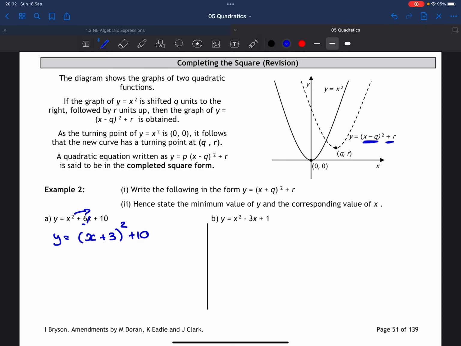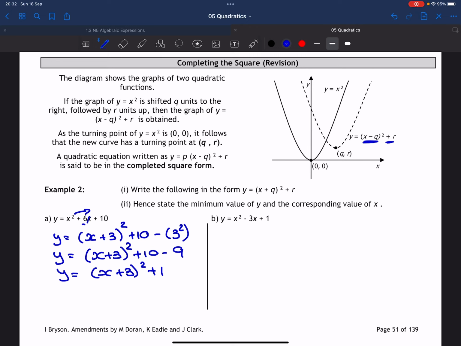But if I was to re-expand this and simplify, it would not give me the original quadratic. I have to compensate by taking away the square of the number inside the bracket. So I have to take away 3 squared. That will give me y is equal to open bracket, x plus 3 all squared, plus 10 take away 9. So y is equal to x plus 3 all squared plus 1.